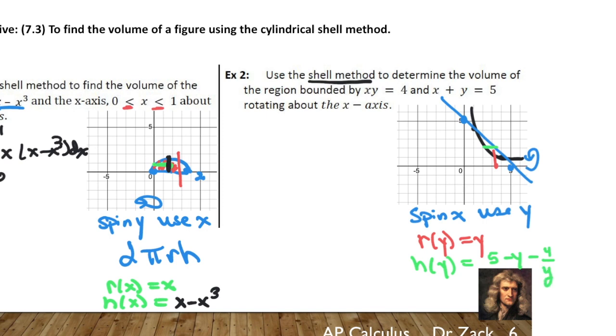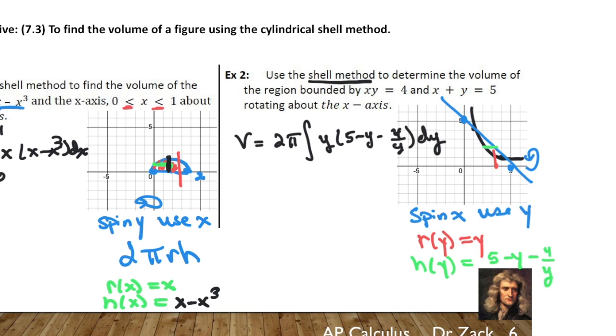So that tells us that the volume is equal to 2 pi r. So we've got our 2 pi integral. The r is y. The height is the quantity 5 minus y minus 4 over y. And that will have a dy.